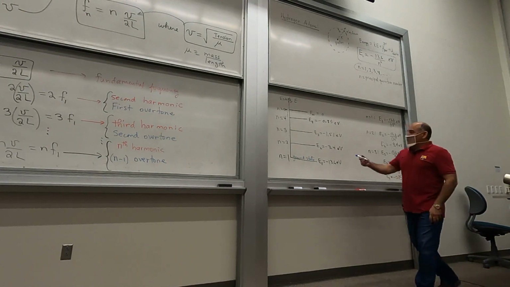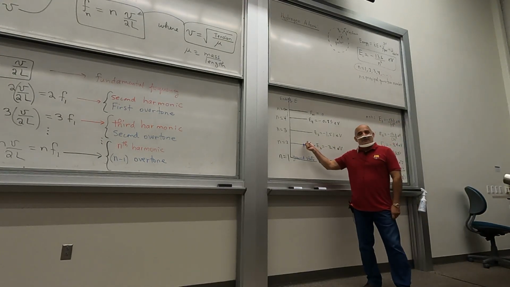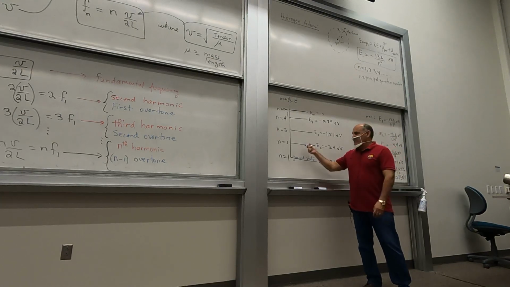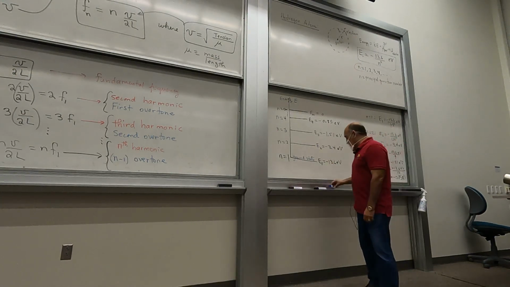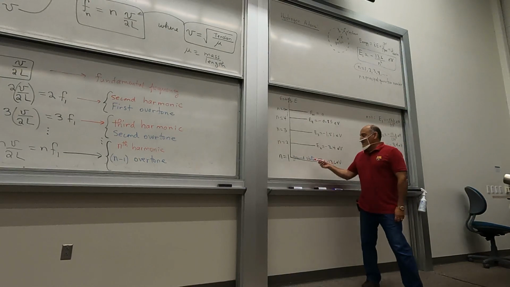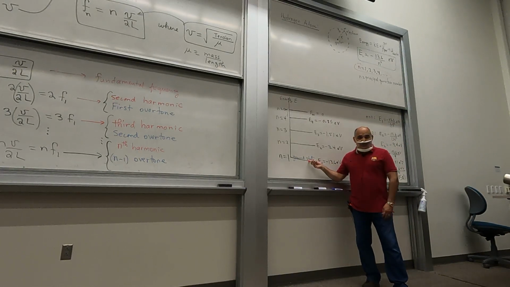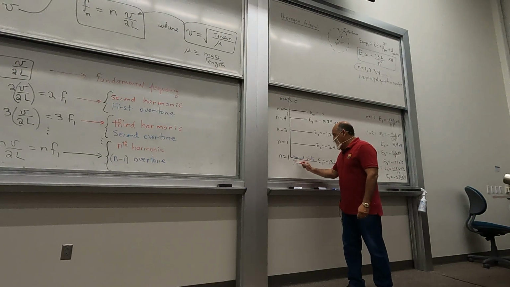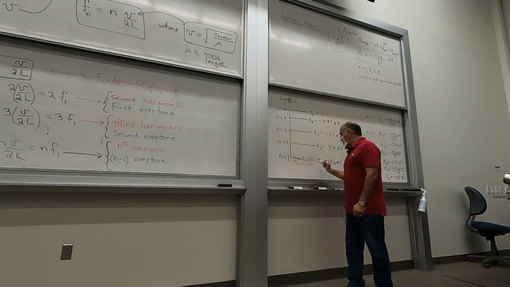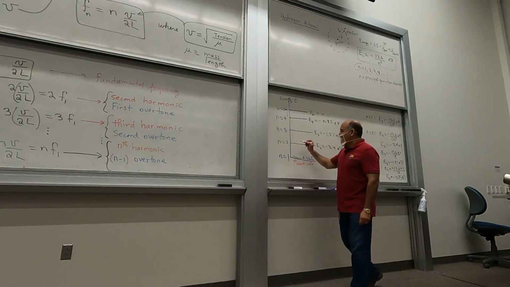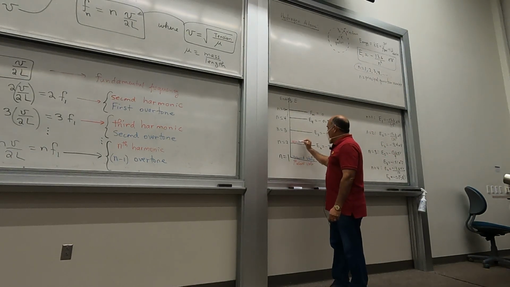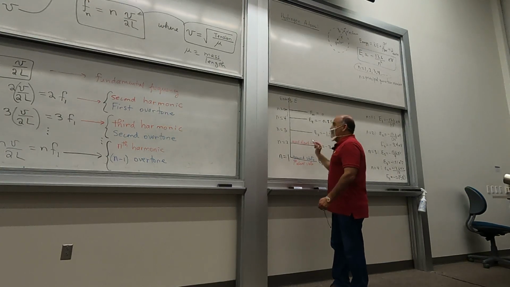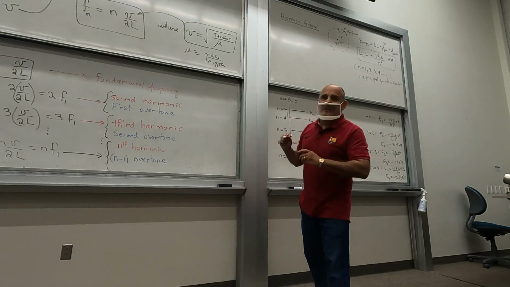Now, for n equals 2, there are two names that you can give to it. The ground state is like the first allowed state. Now, n equals 2 is the second allowed state, sort of like the second harmonic.